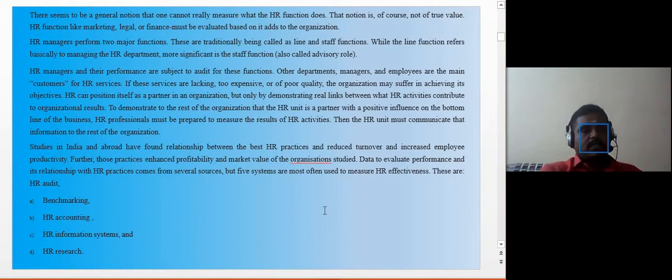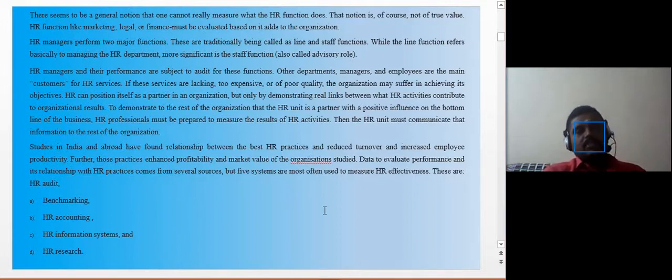There seems to be a general notion that one cannot really measure what the HR function does. The notion is, of course, not of true value. The HR function, like marketing, legal, or finance, must be evaluated based on what it adds to the organization.